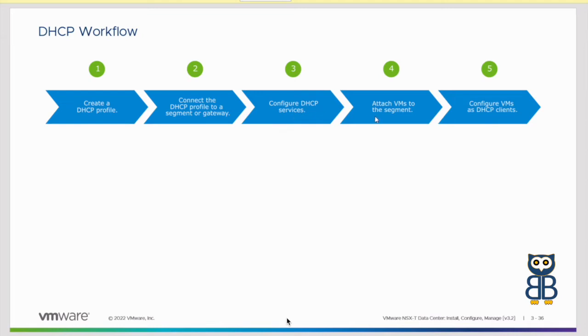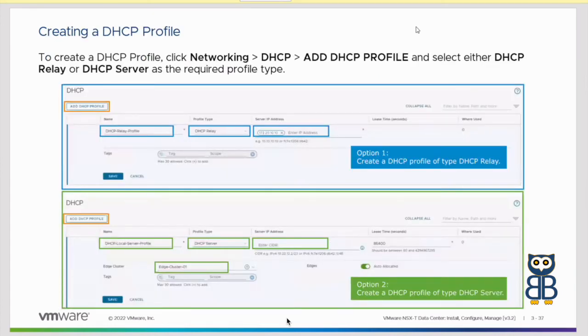And then eventually connect a VM and do a DHCP broadcast. The VM should get an IP address. So that is what they're trying to show you here. So this is what you see on the top.